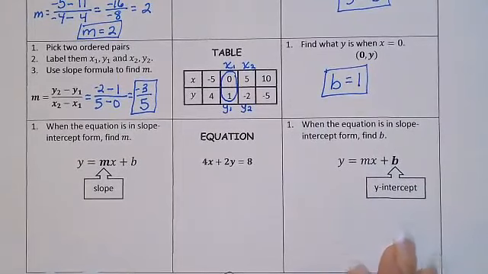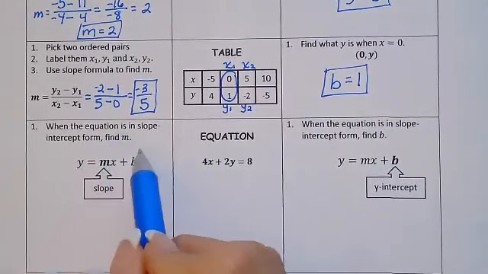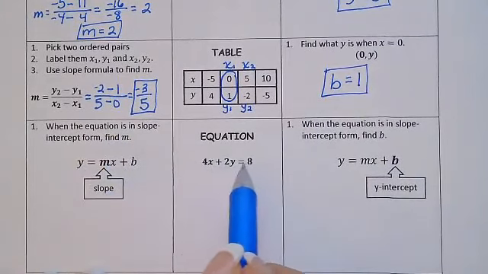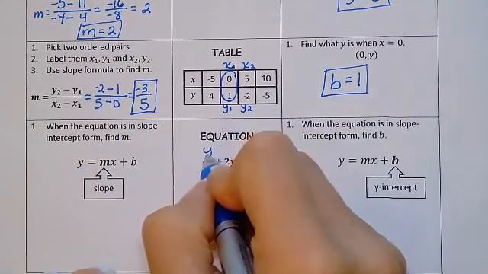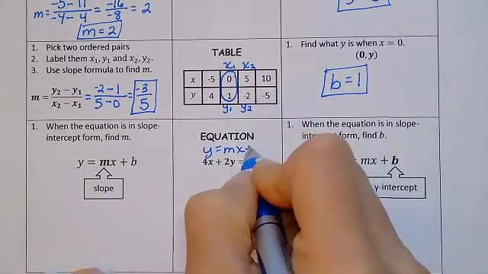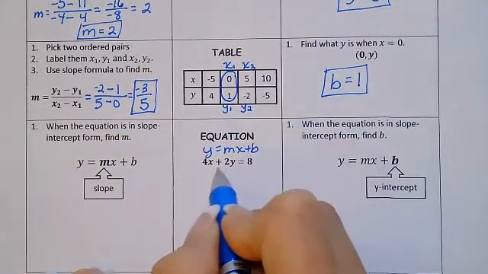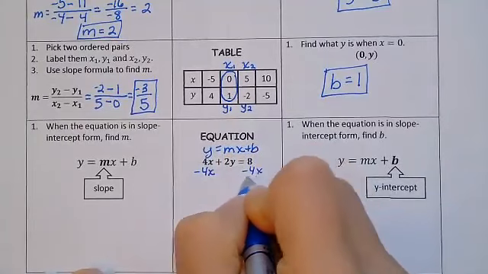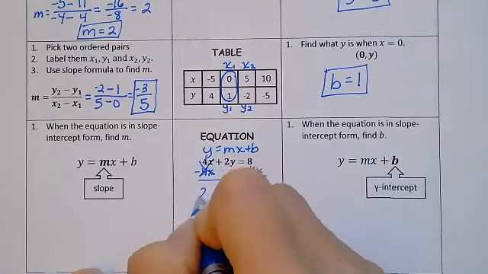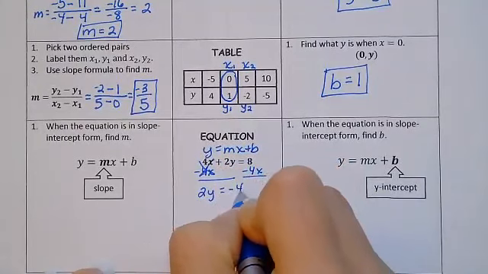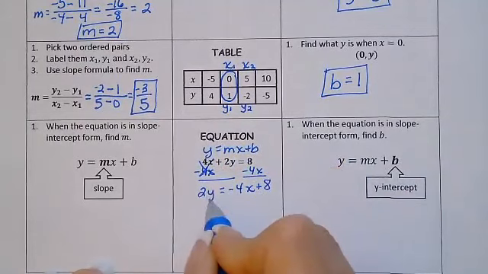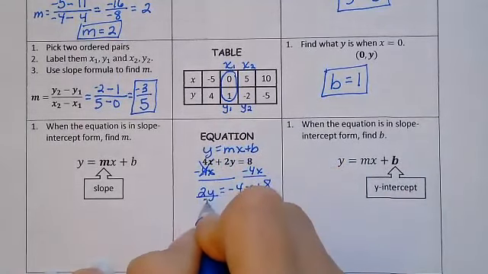Okay, when the equation is in slope-intercept form, we're going to find m. And when we find m, we know what the slope is. This equation is not in slope-intercept form. We want it to be y equals mx plus b, and it's not. So let's rearrange. I'm going to move 4x over here. 2y equals -4x plus 8. All right, I'm not done. It just needs to be y, not 2y. So I'm going to divide everything by 2.